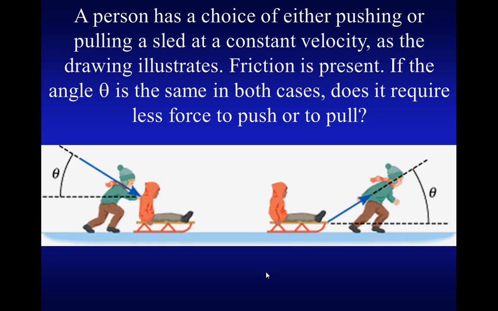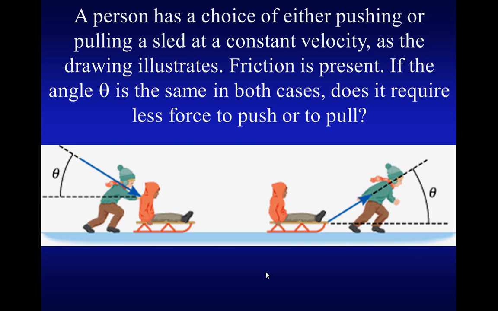A person has a choice of either pushing or pulling a sled at constant velocity, as the drawing illustrates. Friction is present in this case. If the angle theta is the same for both cases, does it require less force to push or to pull? Well, what might be more comfortable for you is to push, because you can kind of lean into it.